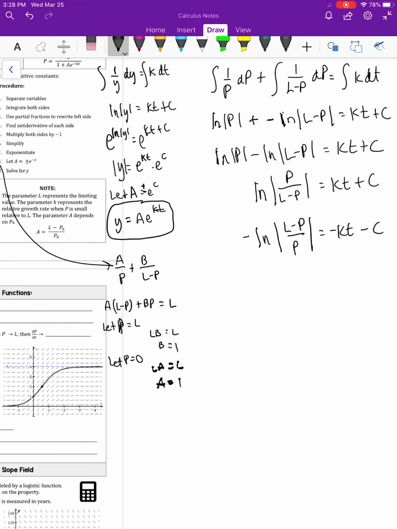Now we're going to take, sorry. When I negate that, it flips it. I don't need that negative sign. Sorry about that, but I actually negated it. So now we're going to take e to the power.